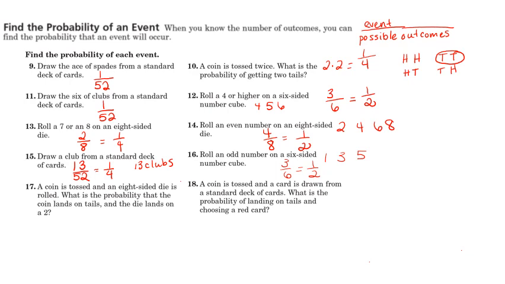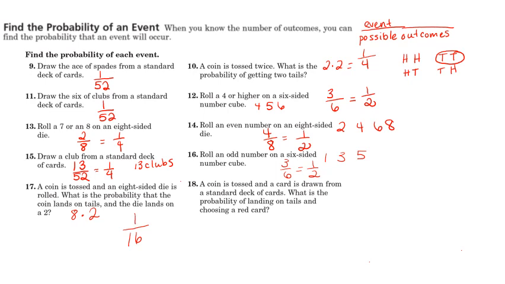A coin is tossed and an 8-sided die is rolled. What is the probability the coin lands on tails and the die lands on 2? So we have different choices. It's an 8-sided die times 2 choices, 8-sided die times 2 sides to a coin. So there's 16 possible outcomes. The probability that it lands on tails and the die lands on 2 would be 1 of those 16 choices.